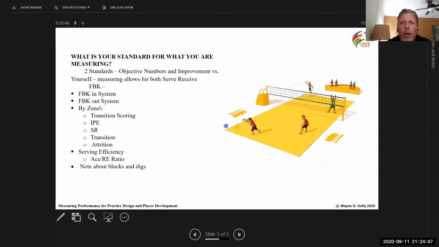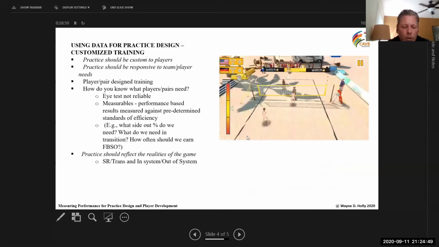Okay, so our fourth chapter, which is quite a bit shorter than our last one, really is a bit of a culmination of all the things that we've talked about: using data for practice design and developing customized practices. I just love this concept of customized training for our players, because the more we know about our players, the better we can be for them.